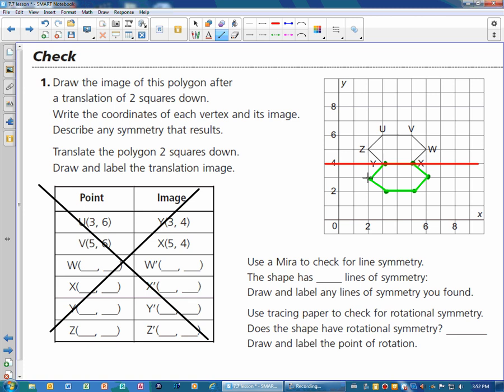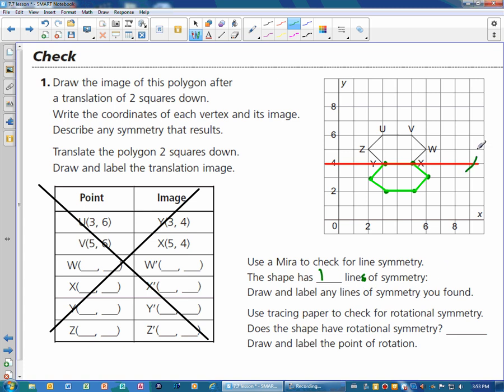This dot Z is 1 away from the red line. U is 2 away. V is 2 away. W is 1 away. So the shape has a horizontal line of symmetry. It has one line of symmetry, not more than one, because you can't draw another line where the shape is exactly the same on both sides. Draw and label any lines of symmetry you have.